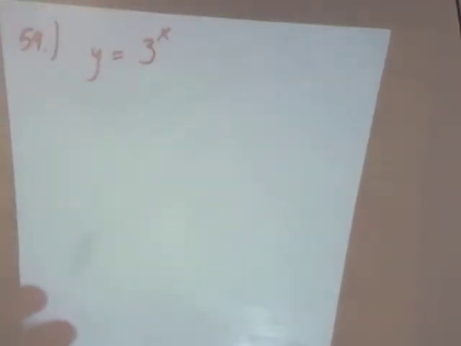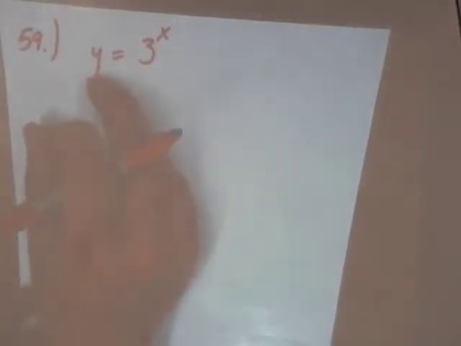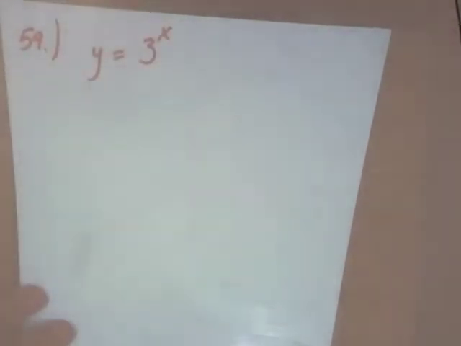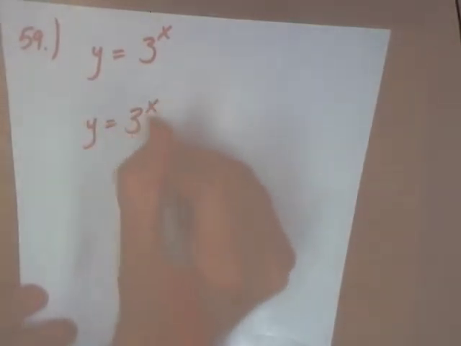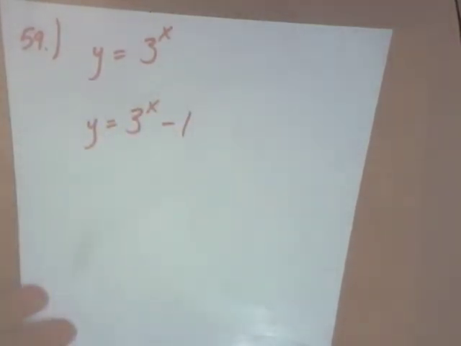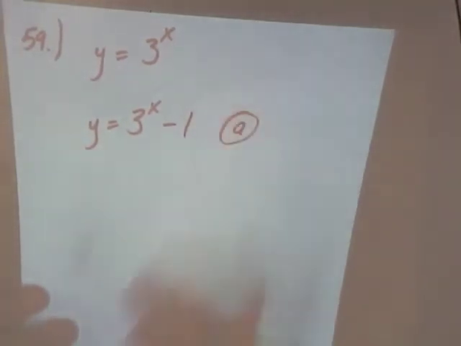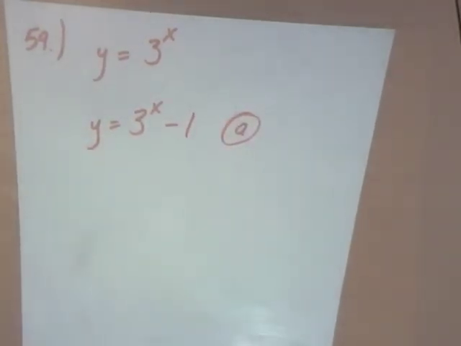59, which function would lower the graph of this 1 unit? So how do I lower this 1 unit? Minus one. Minus one at the very end, right? Okay. So that is A. That's the easiest function in my equation.